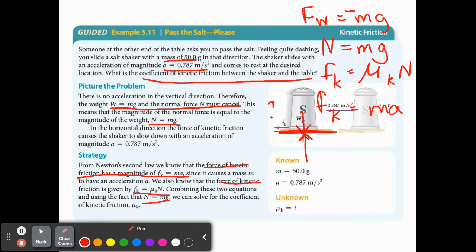What is it I'm looking for? So we've got to keep that in our mind. What is it I'm trying to find in this problem? Trying to find this thing right here. Okay, that's what I'm trying to find. Okay.